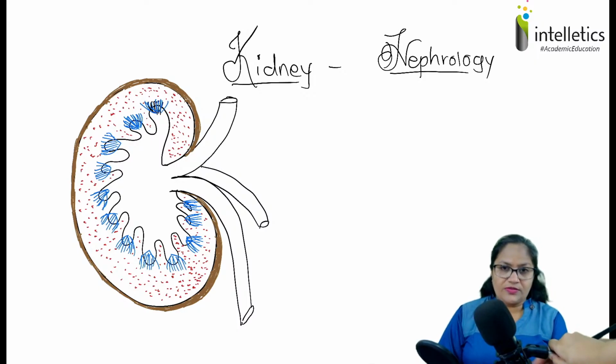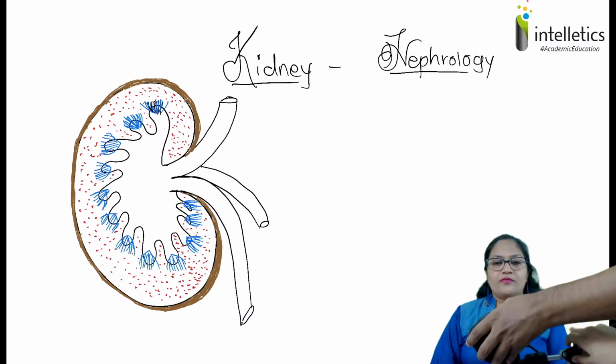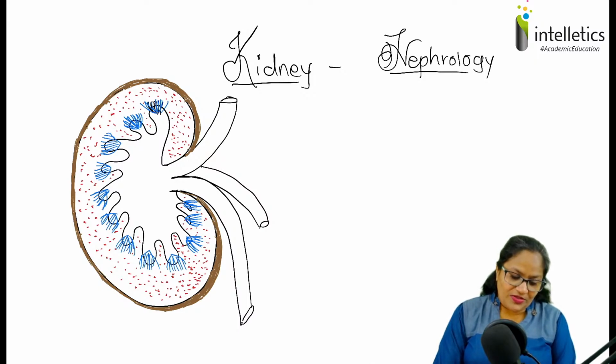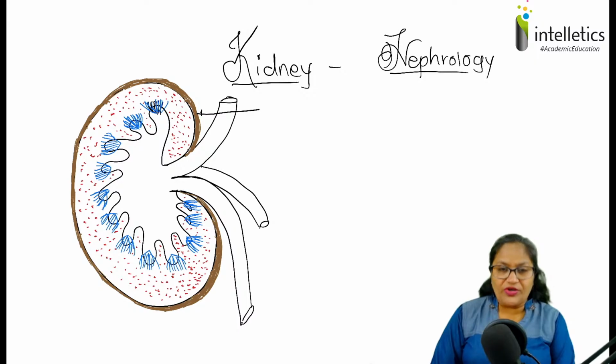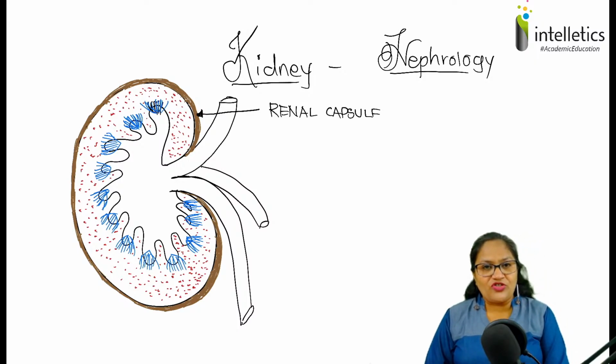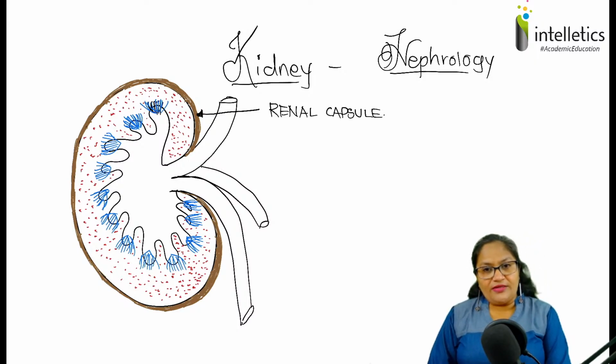So here it is. So now I would just start labeling out the kidney here, right? This is the outermost covering of the kidney. I shall call it as the renal capsule. Obviously protective in function.